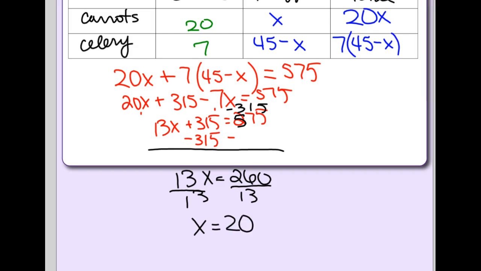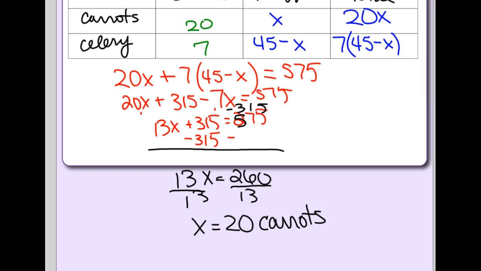So we found x equals 20, but what was the question? Well, the question was how many carrots were there? Okay, and since we made carrots x, that's our answer. The answer: there are 20 carrots. Good job. Make sure you show me a check somewhere.